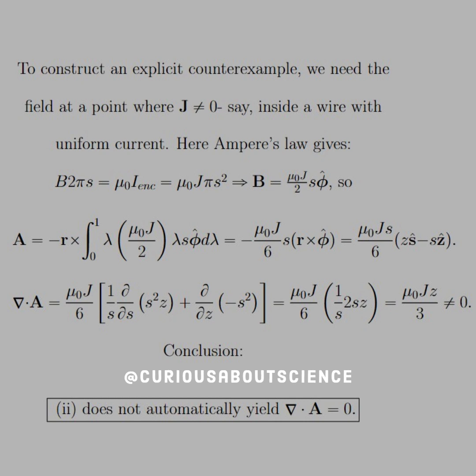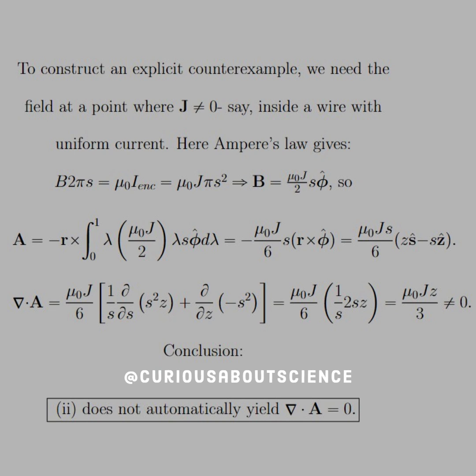So to construct an explicit counterexample, we need the field at a point where J is not equal to 0. Say inside a wire with uniform current. Here, Ampere's law tells us that B times 2 pi s equals mu naught I enclosed, which is equal to mu naught J pi s squared, because of the cross-sectional area. So solve that through for B, and we get B equals mu naught J s over 2 phi hat. So plug that in to the integral we just found with the cross product and all that fancy jazz. And we see here that A equals mu naught J s over 6 times z s hat minus s z hat.